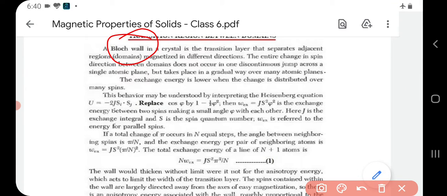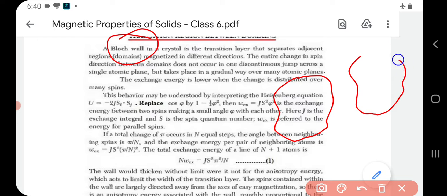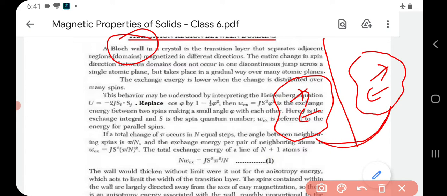A block wall in a crystal is a transition layer that separates adjacent regions or domains magnetized in different directions. We have already discussed domains. This is a domain. This is another domain, inside which you will have magnetic moments oriented in different directions. Now suppose that these two domains are separated by a transition layer. This transition layer that separates adjacent domains magnetized in different directions is called a block wall.